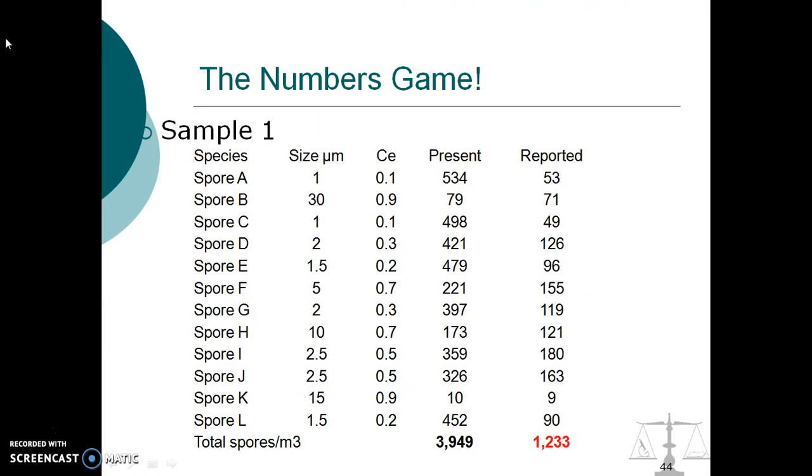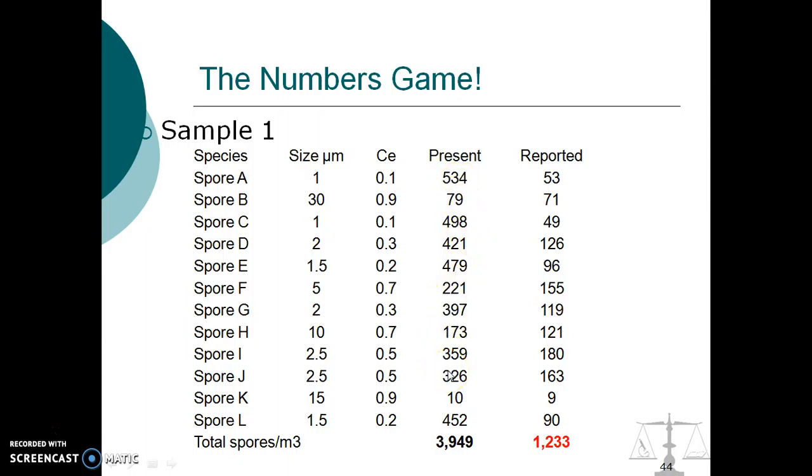Let's find out. So sample number 1, this is the sample that was collected from the outside, reported as 1,233 spores per cubic meter of air. What we look at is the species that are present, this is the profile, and these are the organisms we're going to say is present. This is the size, the mean aerodynamic diameter in micrometers. This is the collection efficiency based on that size. This is the actual spore concentration present for each one of those components. Spore A, 534 spores per cubic meter of air, etc.